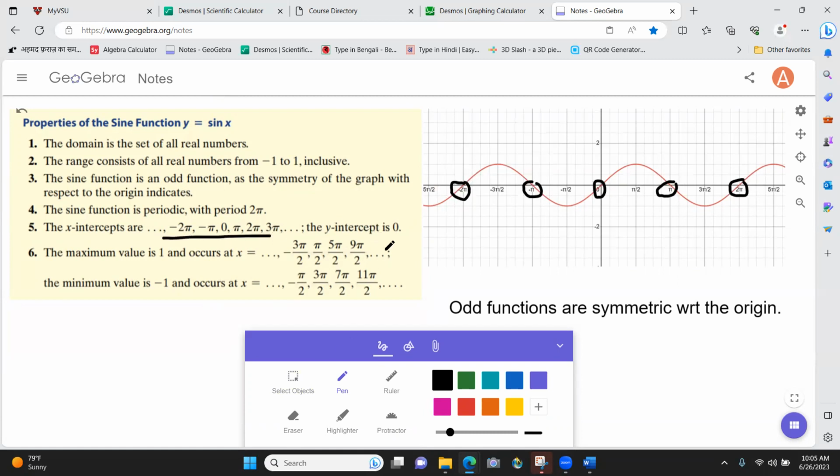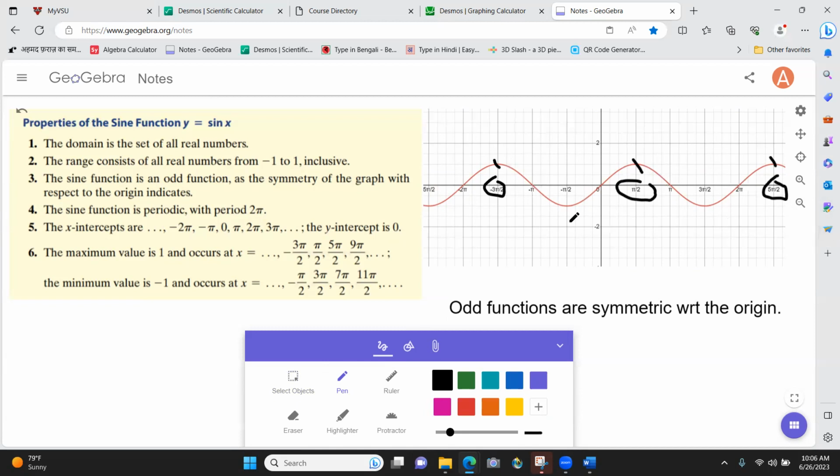The y-intercept means where does the curve cross the y-axis? Only one place, right here. That's what they have here. Okay. The maximum value is 1. And where does it occur? Right here. Let me get rid of this. Too many marks. So what about the next one? The maximum value, the peak, takes place here, here, and here. And of course, it goes on and on. After 2 pi, there'll be another peak.